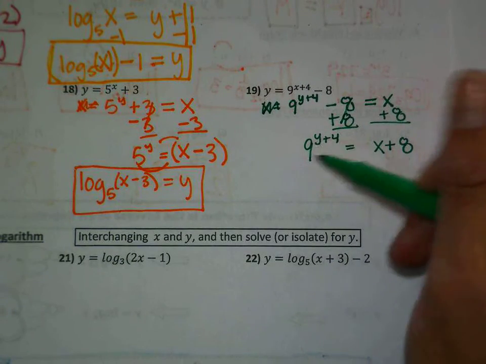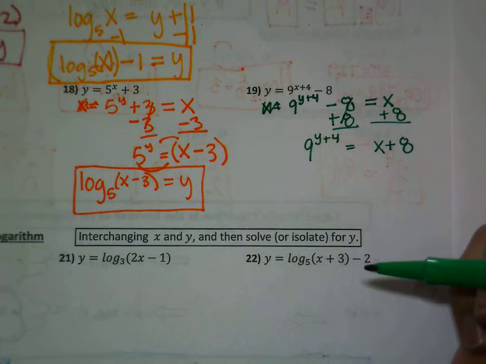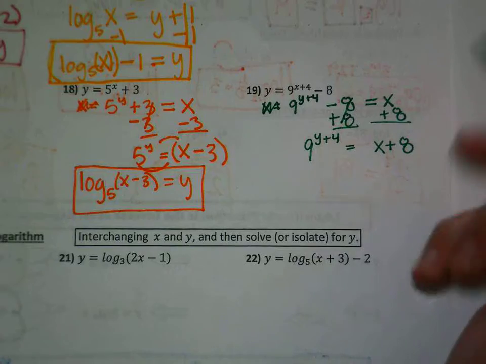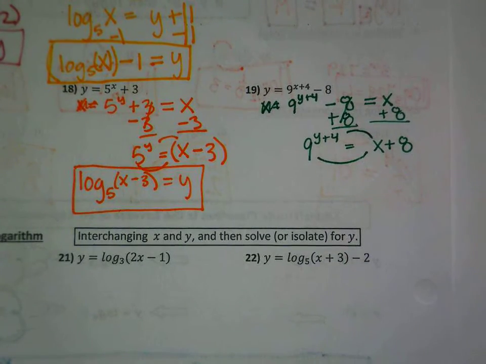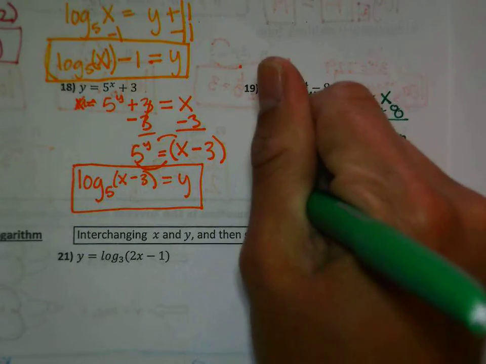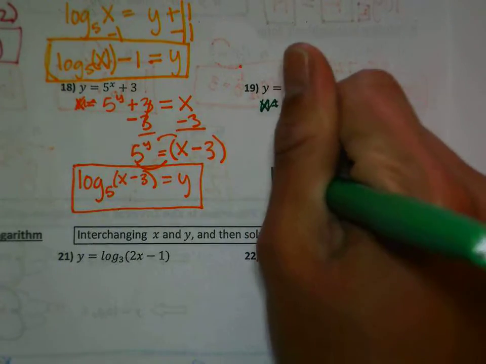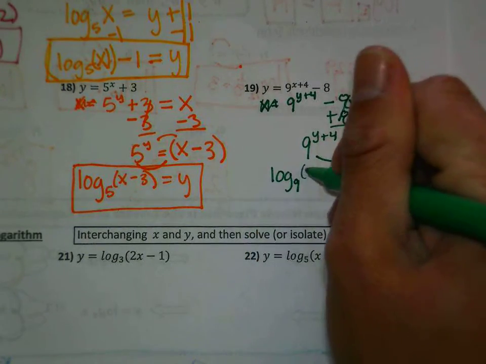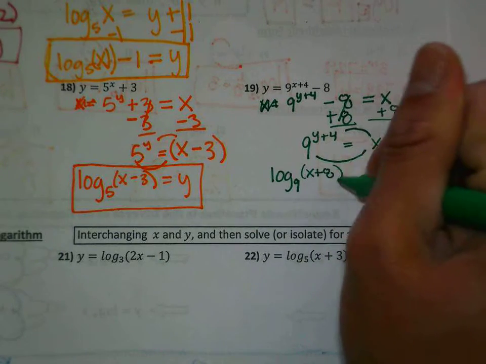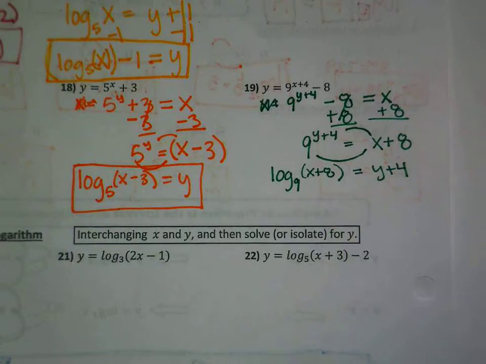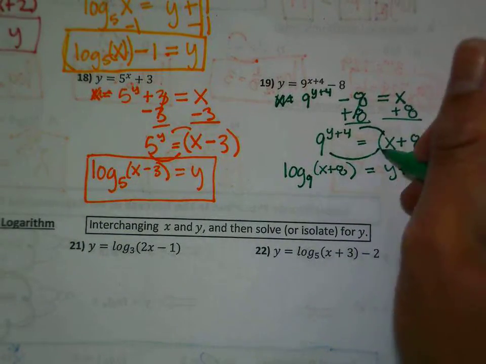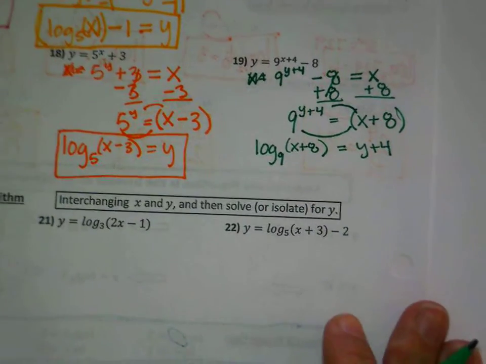Okay. There's nothing else I can do over here, but the plus 4 is in the exponent, so you can't mess with it. So we're going to go around the world, put it in log form. So log, base what? 9. Log base 9 of x plus 8 equals y plus 4. And now the x plus 8 is in parentheses because we're doing log of all of that.